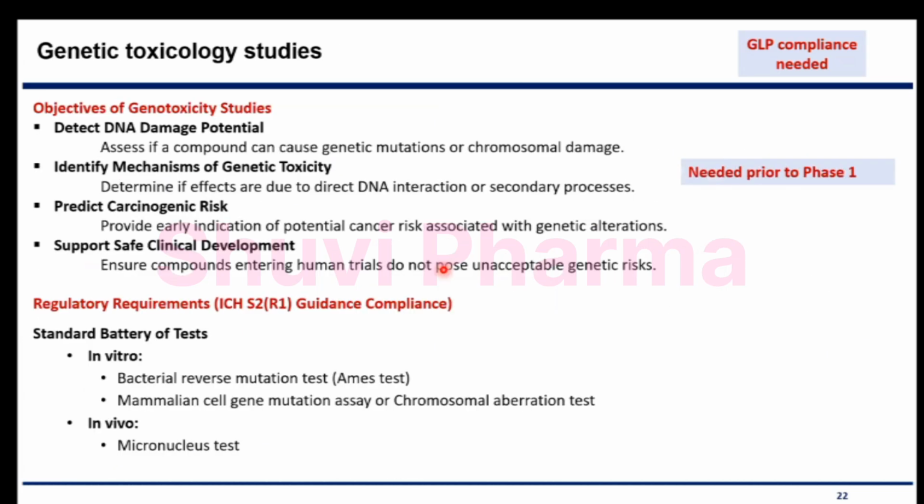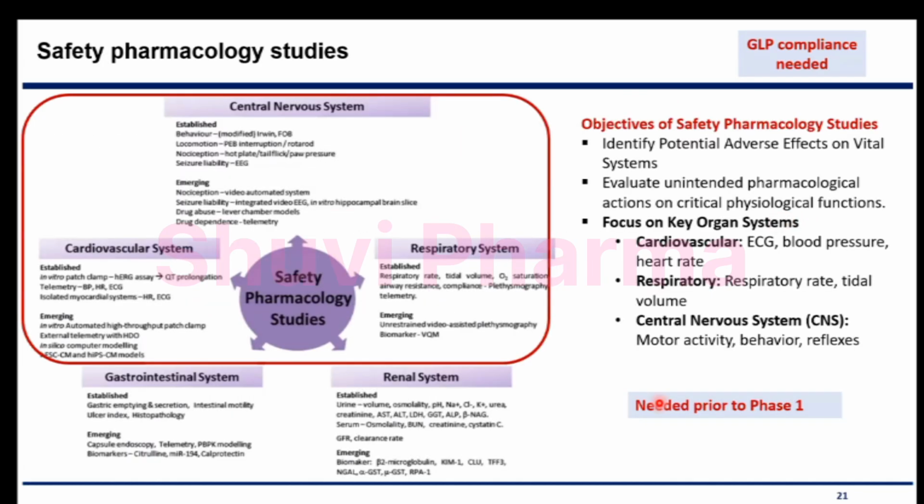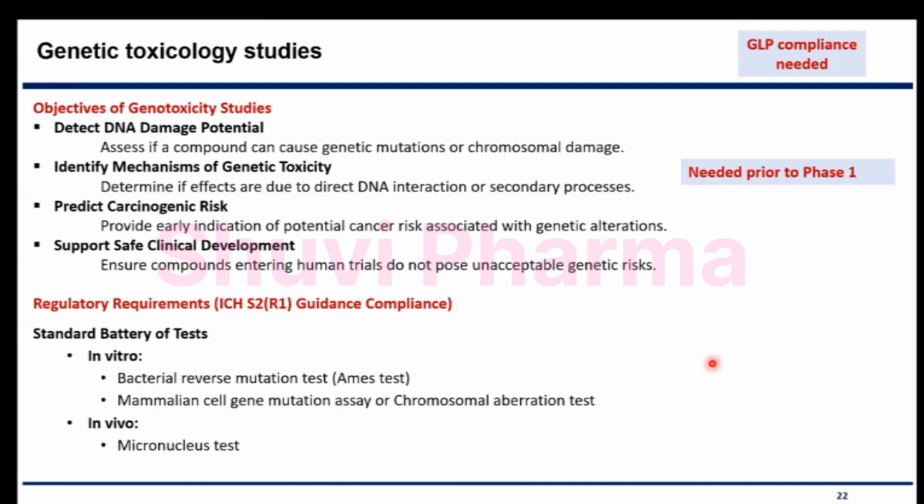Then genetic toxicology studies. This also needs to be GLP, and you need to do this prior to phase 1. This also is needed prior to phase 1, safety pharmacology that I mentioned. Genotoxicity studies are also needed prior to phase 1. Why do you do this? Your objective is to detect if your drug is interacting with the DNA. Is it causing any damage to the DNA? What is the mechanism? If it is interacting with the DNA, what is the mechanism?